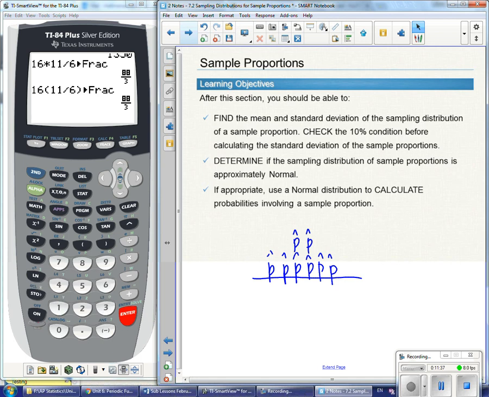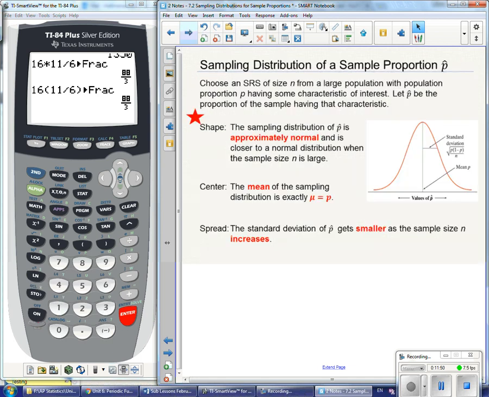We're going to look at when this distribution is approximately normal. We'll be able to determine the mean and the standard deviation, and then we'll also be able to calculate probabilities for sample results. Okay, so let's get started with the notes. Just remember that everywhere you see this red star, this is something that's really important in this chapter, and it should get transferred to your study guide at some point so that you have all the important information in one place.